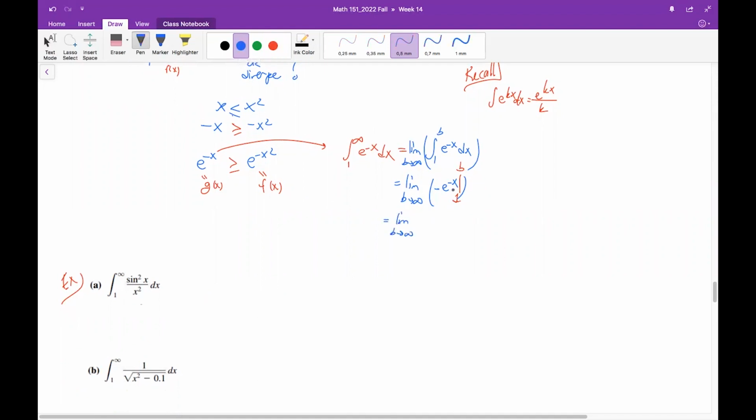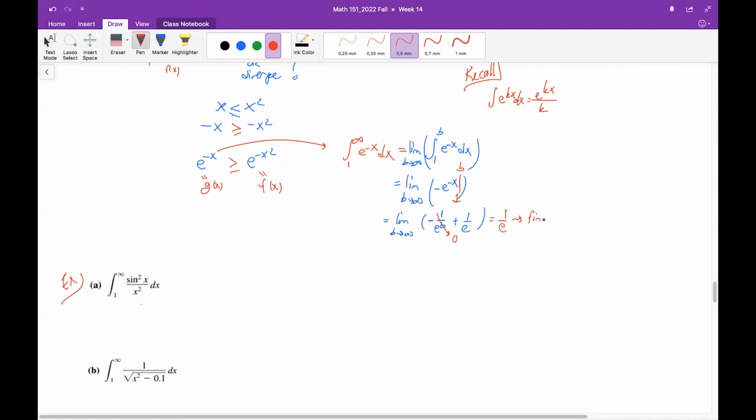Limit as b goes to infinity: insert b first, e to the power minus b, minus, plus, insert 1. Then I need to send b to infinity. Let's write this as a quotient, like 1 over e to the power b, 1 over e. If b goes to infinity, this part goes to infinity, and 1 over infinity is 0, right? So the result of this improper integral is in fact 1 over e. So the result is finite, this finite number 1 over e.